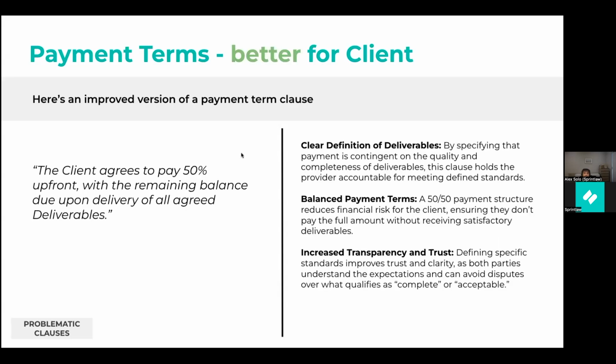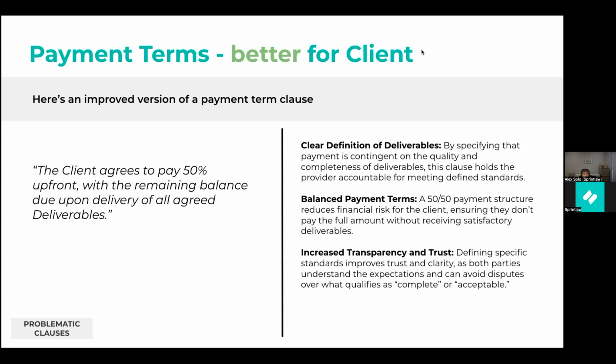So an alternative version of this clause that would be better. If a lawyer read that, they would suggest to the client, hey, they're asking you to pay 100% upfront. That seems risky. Why don't you split it 50-50 and maybe have a little bit more detail on what you're actually getting? So in this updated clause, the client agrees to pay 50% upfront with the remaining balance due upon delivery of all agreed capital D Deliverables.